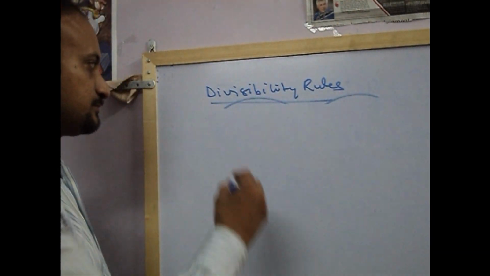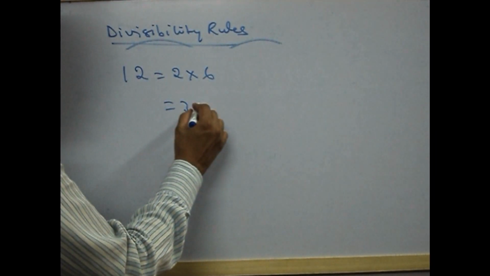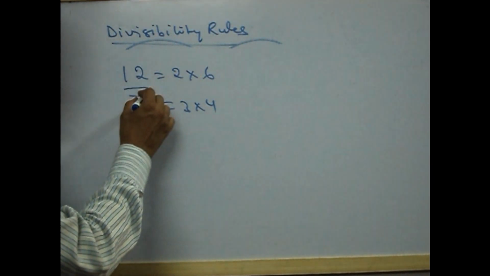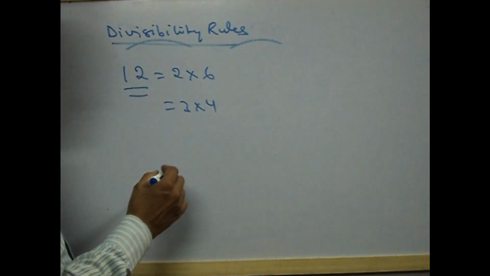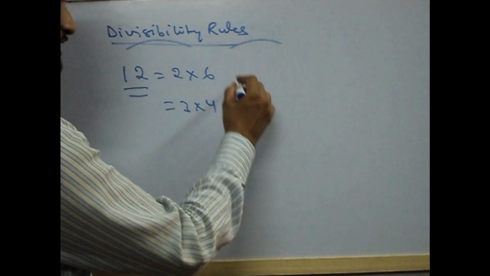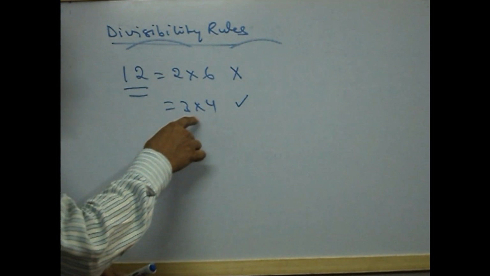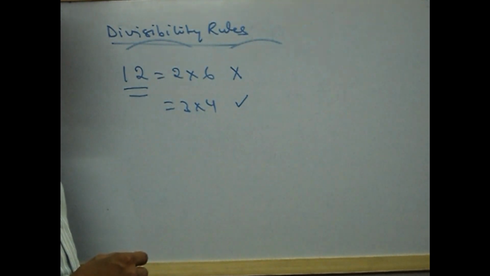Divisibility rule of 12. 12 is 2 into 6, or I can say 3 into 4. Whenever you are looking for the divisibility rule of a composite number, guys, split it into co-prime factors. So 3 into 4 in this case will work. 2 and 6 are not co-prime, so if you use 2 and 6 for 12, that won't work. Once again, what are co-prime numbers? Any two numbers of which HCF is 1 are co-prime numbers.